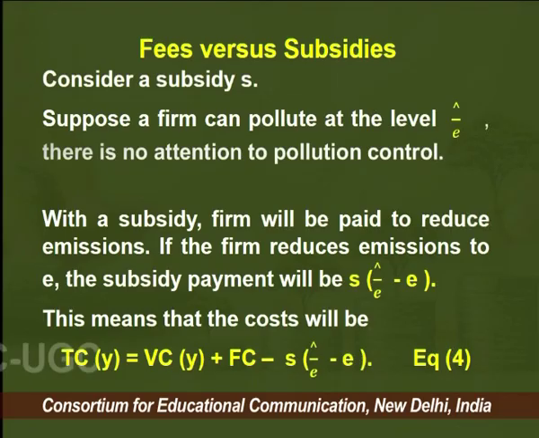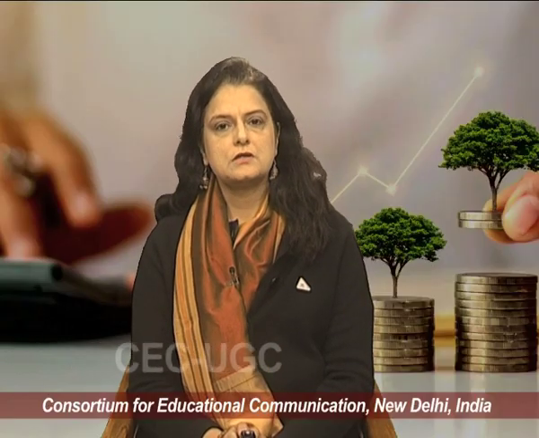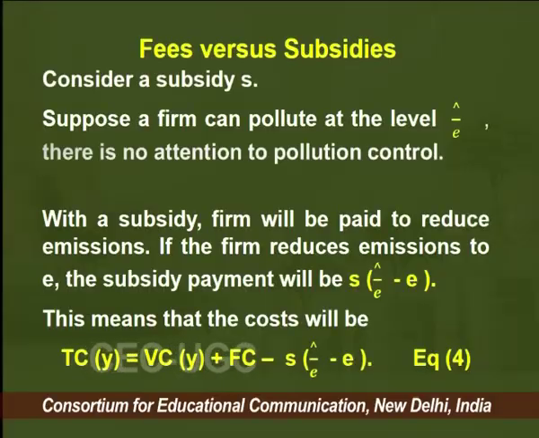The total cost, which is a function of y, is equal to the variable cost, which is VC(y), plus the fixed cost. Now this entire total cost gets affected because you are getting a payment from the government in the form of subsidy for reducing the emission. Therefore the total cost gets reduced, and we have a last component in the equation, which is minus S into (E hat minus E). So the last component reduces the total cost by the amount given in the last term.